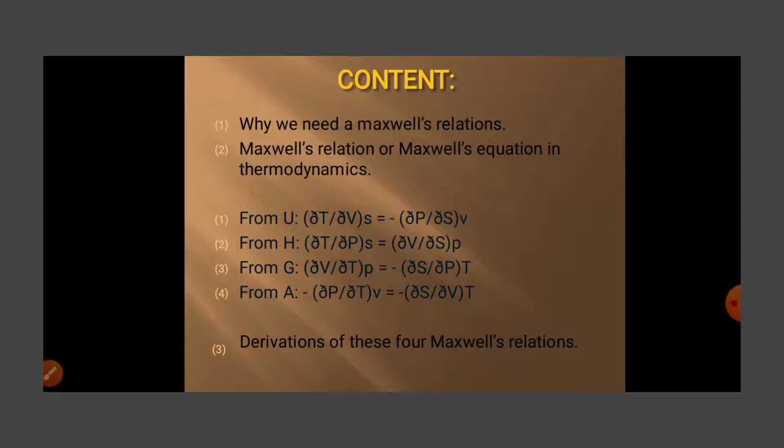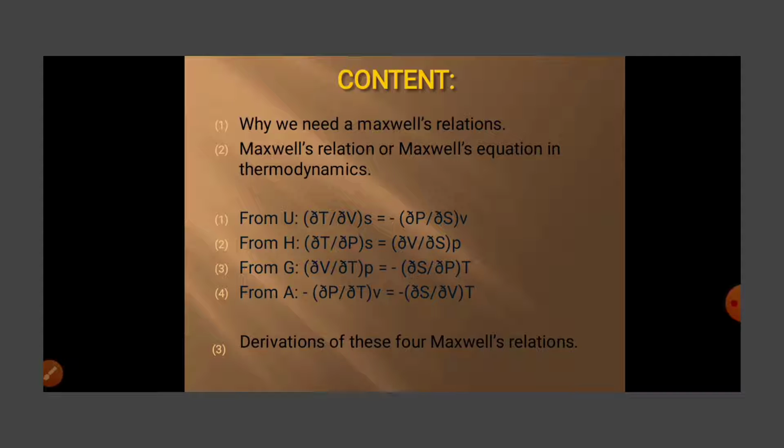Second Maxwell relation from H, H showing enthalpy: ∂T/∂P at constant S equals ∂V/∂S at constant P. Third Maxwell relation from G, G showing Gibbs free energy: ∂V/∂T at constant P equals minus ∂S/∂P at constant T.